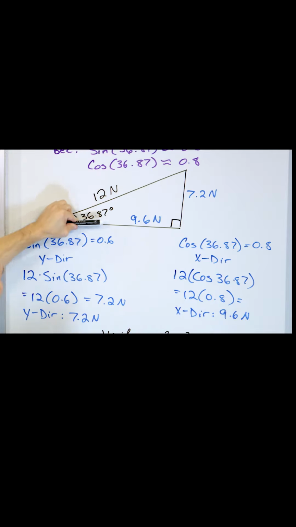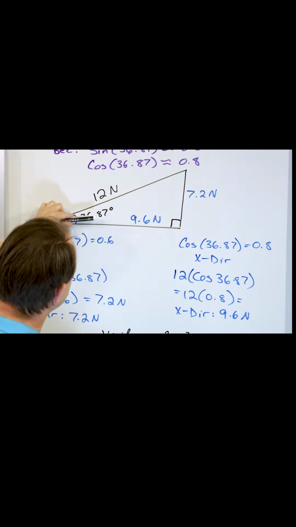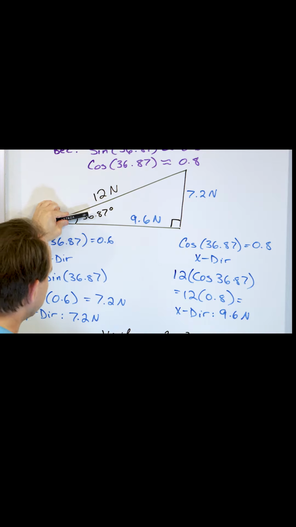If I have a 1 degree angle like this and I take the sine of 1 degree, I'm going to get a number really close to 0 because there's very little of that force in the vertical direction if I have an angle really small like this.